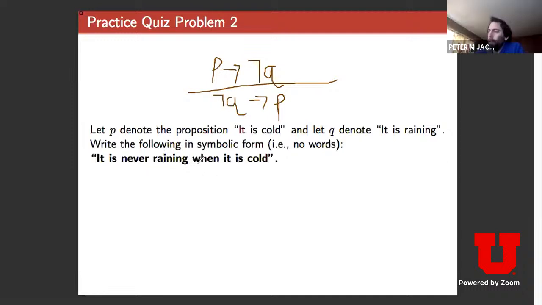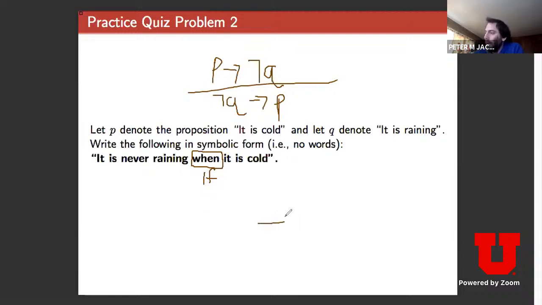Okay, let's discuss it. It says it is never raining when it is cold. So "when" is like a conditional remark. "When" is another way to say "if". So this statement is saying it is never raining if it is cold, or another way to say that is, if it is cold, it is never raining. And so "if" is a good indicator that we've got some kind of an implication going on.